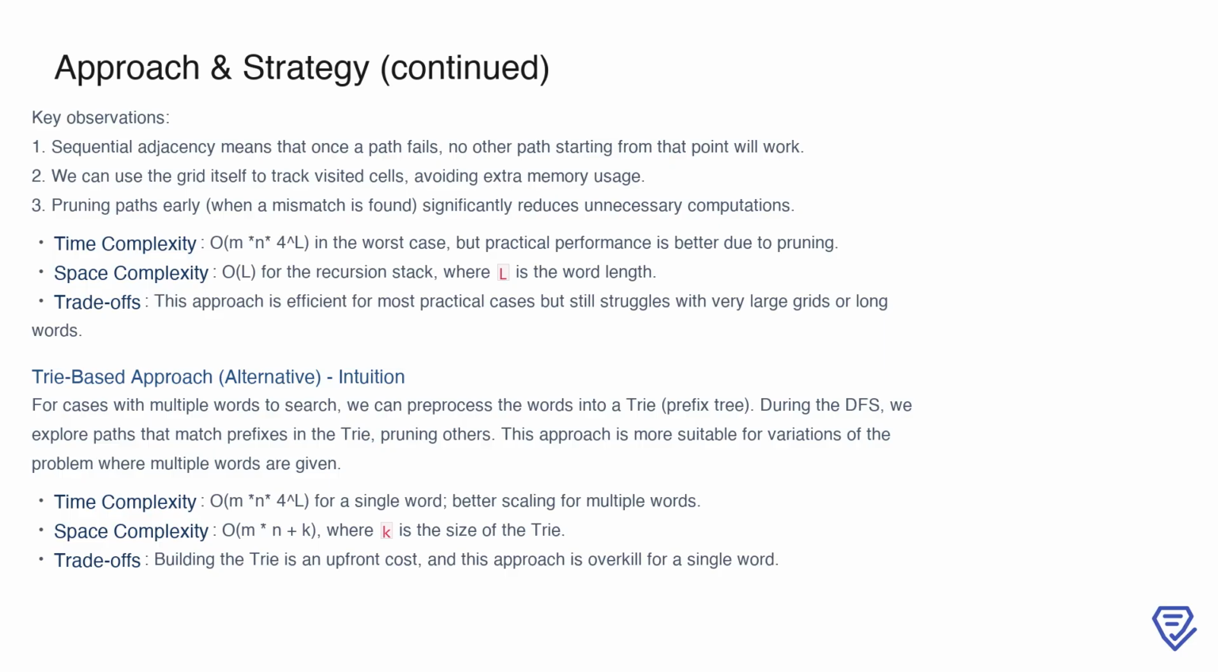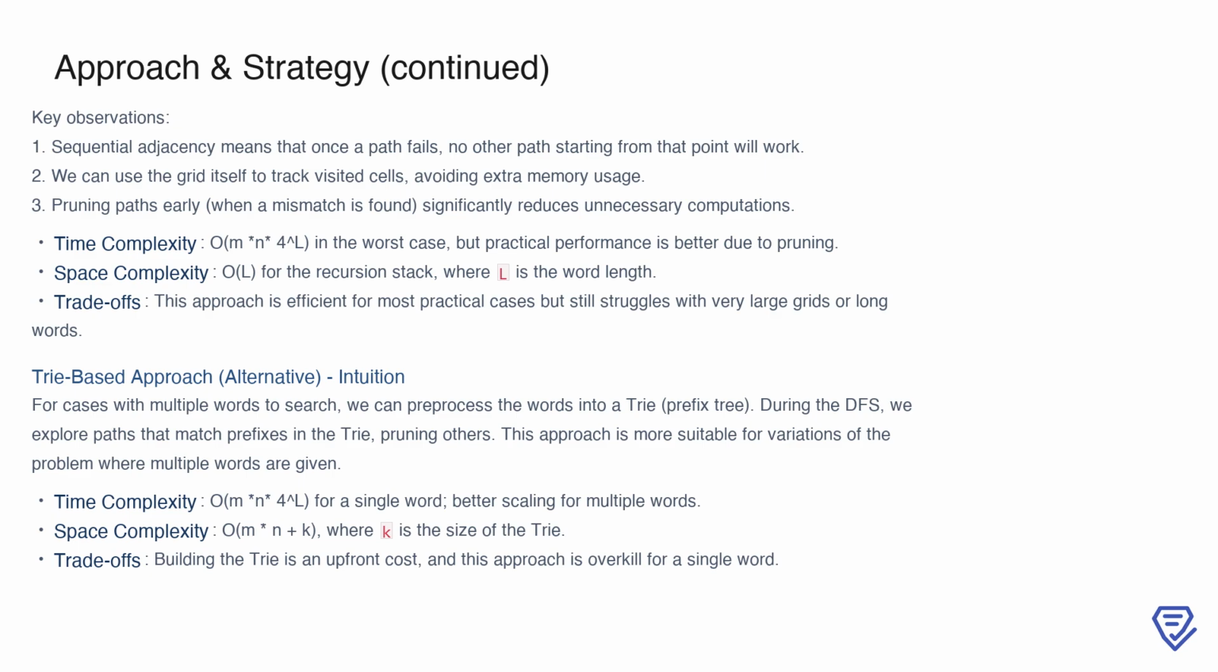When we visit a cell, we mark it as visited, often by temporarily modifying the board. Then, we recursively search for the next character in the word. If the current path does not succeed, we revert the cell to its original state so other paths can explore it.